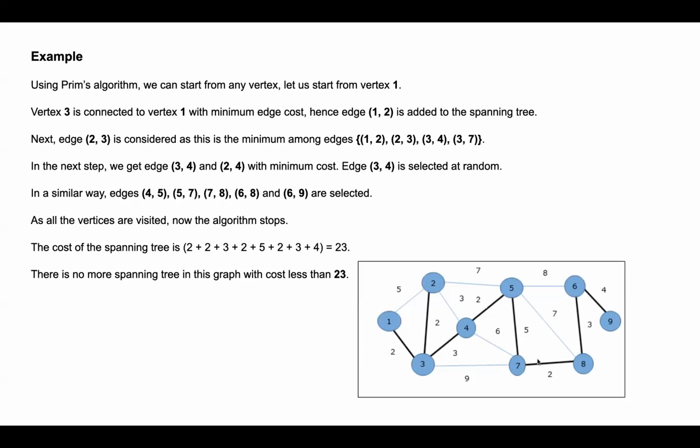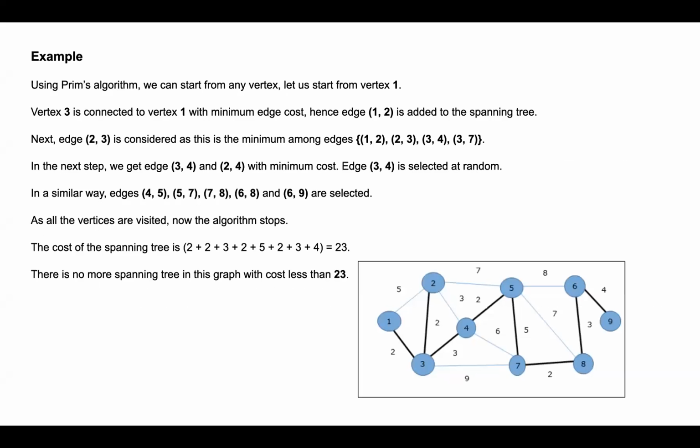Then again we considered two vertices, 5 and 7. 5 is connected to 6 and 8 with the weights 7 and 8, which is higher, but 7 is connected with 8 and it has the minimum weight, that is 2. From 7 to 8 it is 2. Okay, then what is next is from 8 to 6. 7 to 8 we are going to consider.